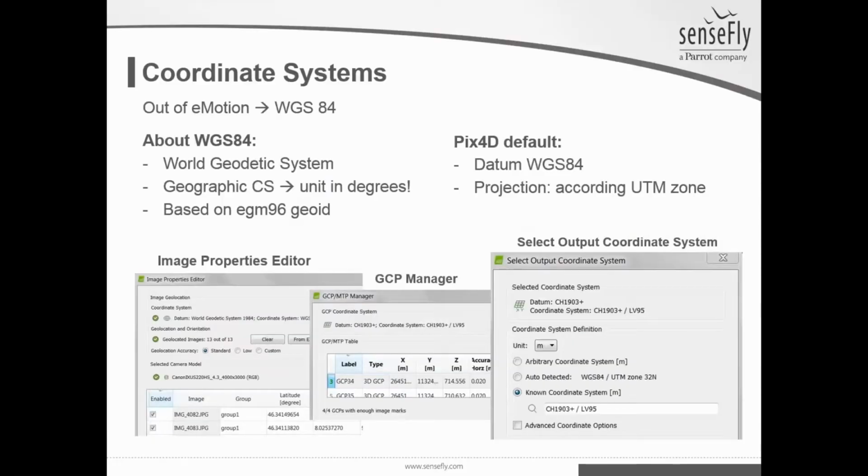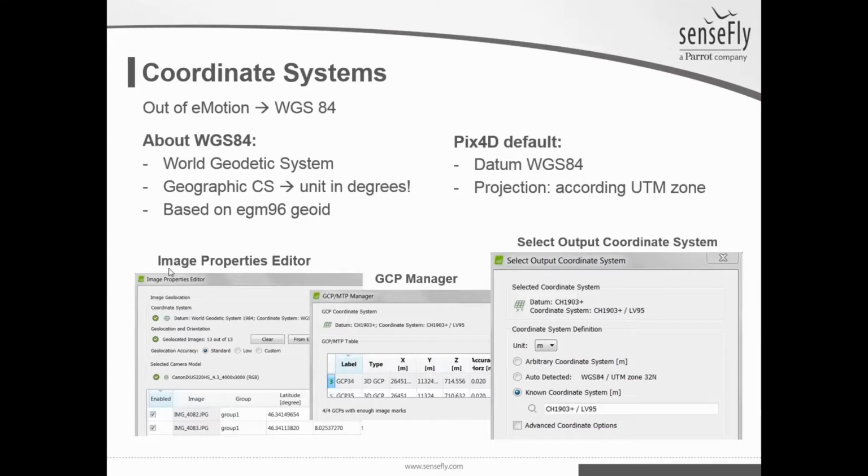And now coordinate systems. So everything that comes out of eMotion comes out in WGS84, which is a World Geodetic System, so a geographic coordinate system with units in degrees and referring to the geoid EGM96. So calculations of volumes and polygons and surfaces, it's not turning out so well if your unit is in degrees. So what Pix4D does by default is it keeps the datum of WGS84 and it projects your project into the according UTM zone. This is just happening by default if you don't change the coordinate system in Pix4D itself.